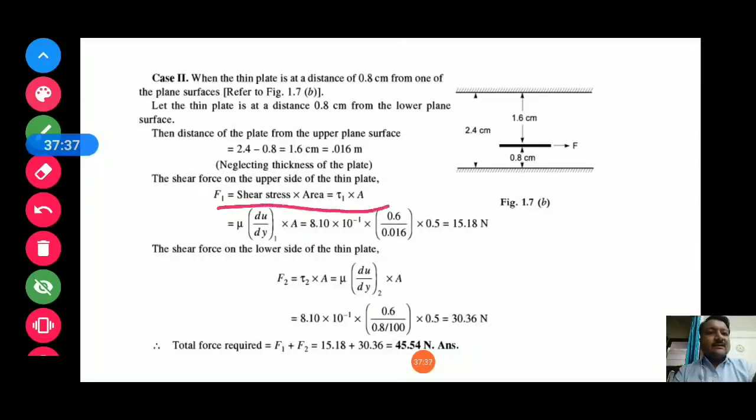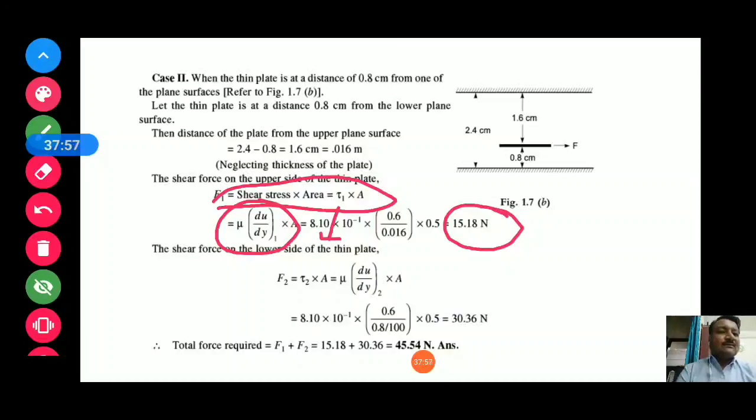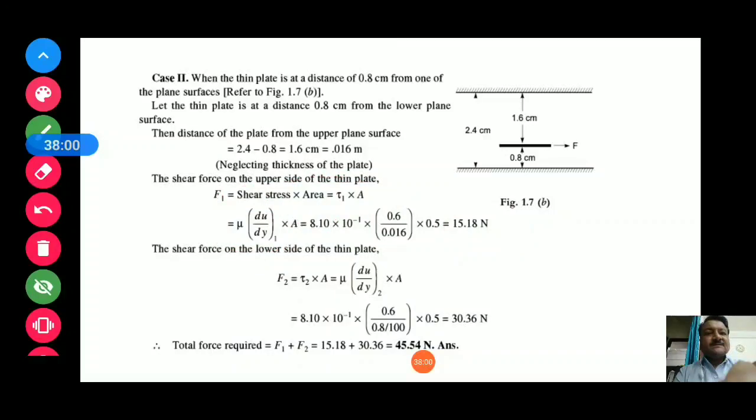Shear force is equal to shear stress into area. For finding out the shear stress, use this equation, mu into du by dy for the first plate, and find out the shear force. So your shear force is 5.18 Newton. Now next is the shear force on the lower side of the thin plate. On the lower side the distance is 0.8 centimeter, divided by 100, that is in terms of meter.